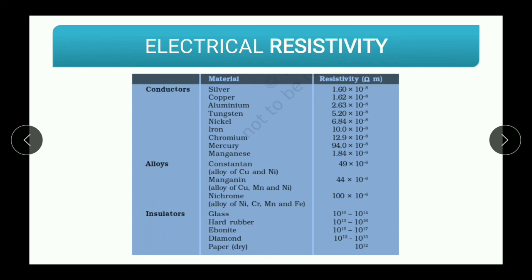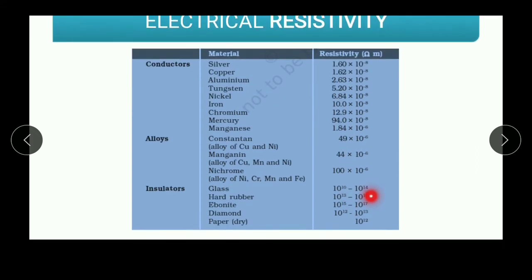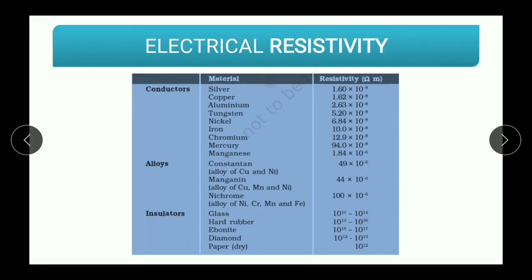Silver has the lowest resistivity, and then what is the material which has the highest resistivity in this chart? If you see it carefully, you will observe that diamond and somewhat paper have a very high resistivity.